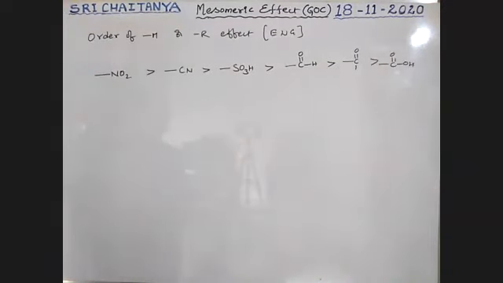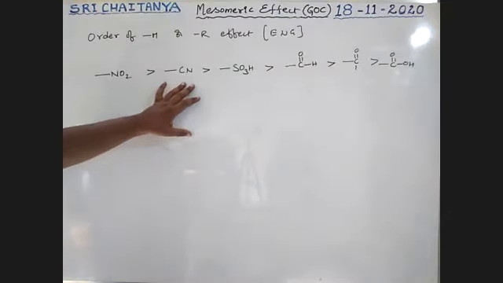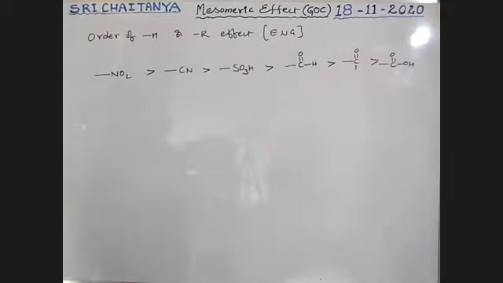Okay, so this is order wise. All these are minus M groups, electron withdrawing groups. These decrease electron density on benzene ring. Sorry, these are meta-directing groups. All these are meta-directing groups. So this is our highest electron withdrawing power, for NO2. Please be conscious, it is important. Next chance for cyanide.